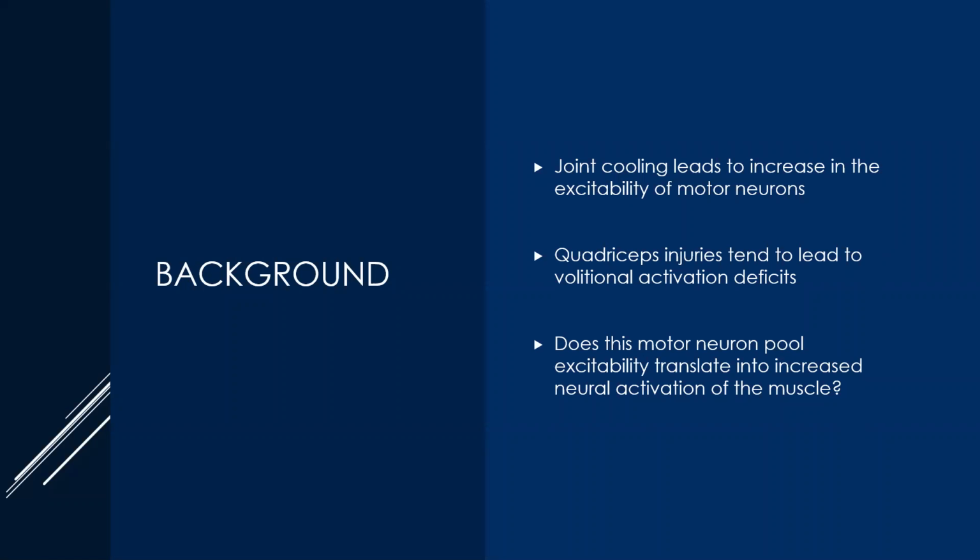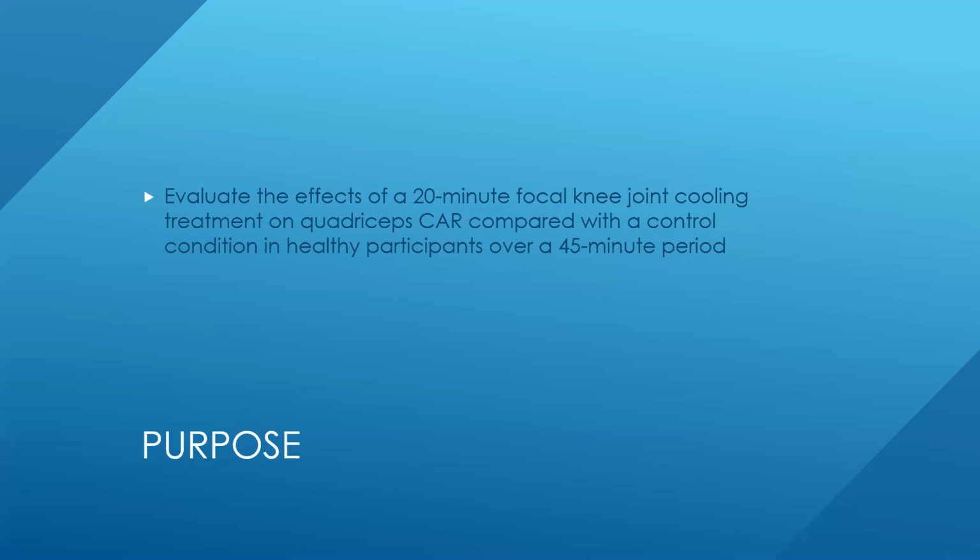A little bit of background that we know is that joint cooling can lead to an increase in the excitability of those motor neurons. We also know that quadriceps injuries tend to lead towards volitional activation deficits. So what we're really questioning is, do these motor neuron pool excitabilities translate into the increased neural activation of those muscles? The purpose of this specific journal article is to evaluate the effects of a 20-minute focal knee joint cooling treatment on the quadriceps CAR compared to a control condition in healthy participants over a 45-minute period.